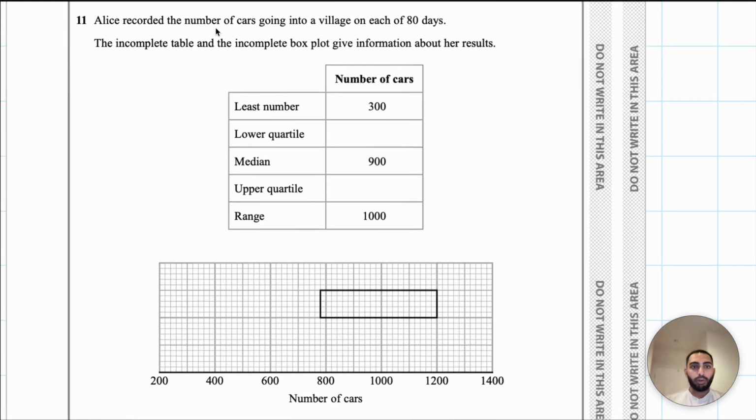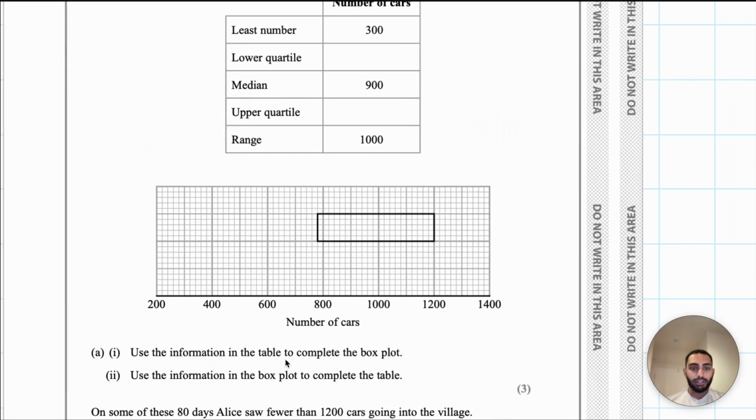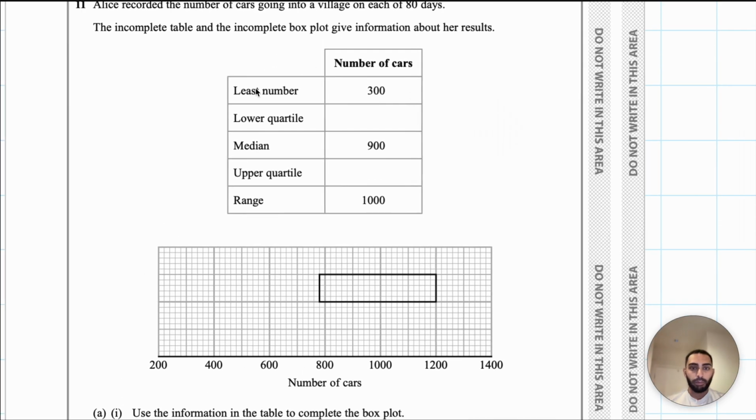11. Alice recorded the number of cars going into a village on each of 80 days. The incomplete table and the incomplete box plot give information about her results. So you need to use the information in the table to complete the box plot and use the information in the box plot to complete the table. So let's complete both of these together.